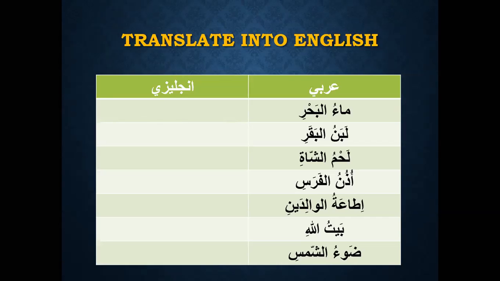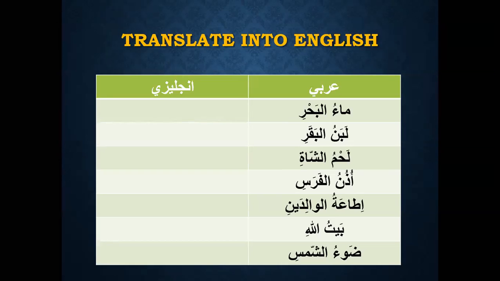Ita'atul walidain. Ita'at is obedience. The obedience of parents. Walid, father. Walidani and walidaini, marfu and mansub states. Ani, aini, tasniya form. Two walids, it literally means, but it means father and mother. Ita'atul walidain, because the same form is used for majroor and mansub state.